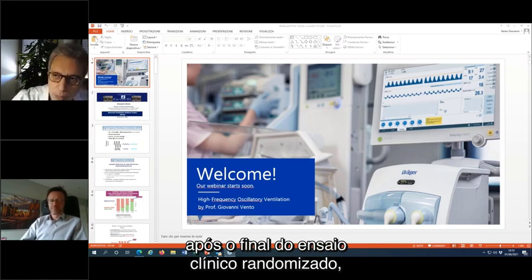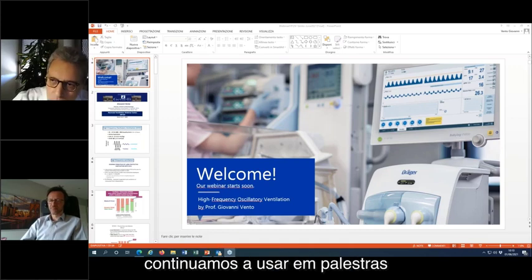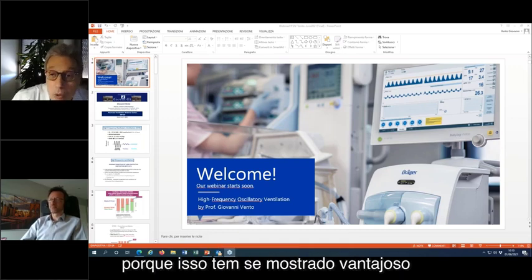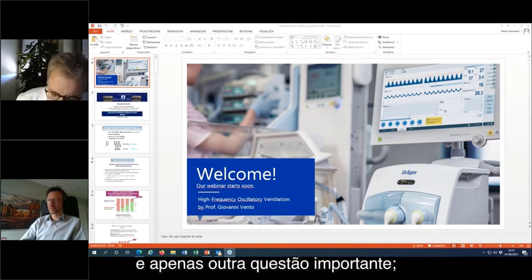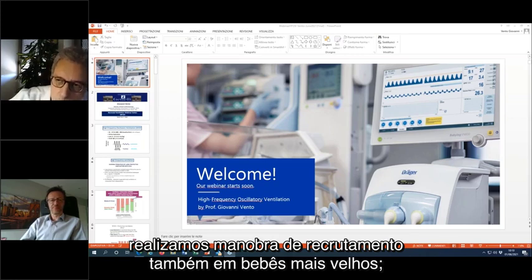Just in case of surfactant administration, in our center and in other centers in Italy, after the end of the randomized clinical trial, we continue to use InSurE because it has been shown to be advantageous for our preterm babies. And just another important question, we can perform a recruitment maneuver also in older babies.